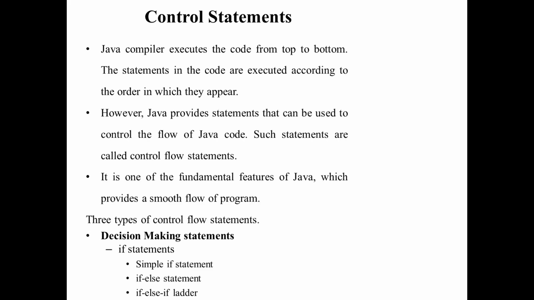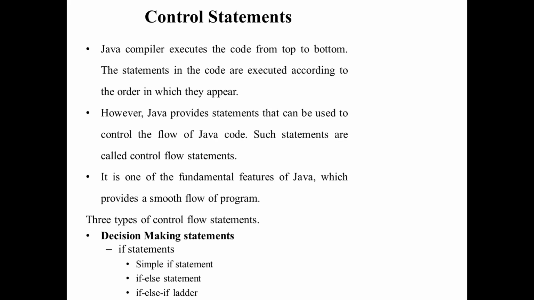We use control statements to perform logic, deciding whether this condition will follow or that condition will follow. It will be in a hierarchy. A hierarchy means that after this order, this should appear; after this flow, this statement should appear. For the smooth flow of a program, we use control statements.